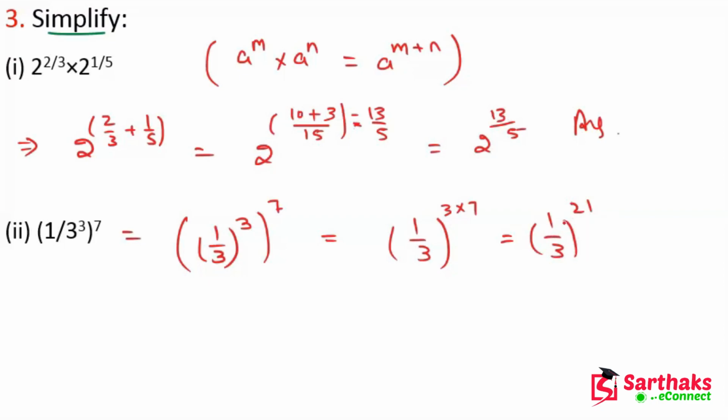So now the result is 1 upon 3 raised to power 21. We can simplify like this. Now we have to shift the 3 to the numerator. So this will become 3 raised to power minus 1 and whole raised to power 21. So we get 3 raised to power minus 21, because we are multiplying minus 1 into 21. So this is the answer of this question. My dear friends, I hope you understand these things.